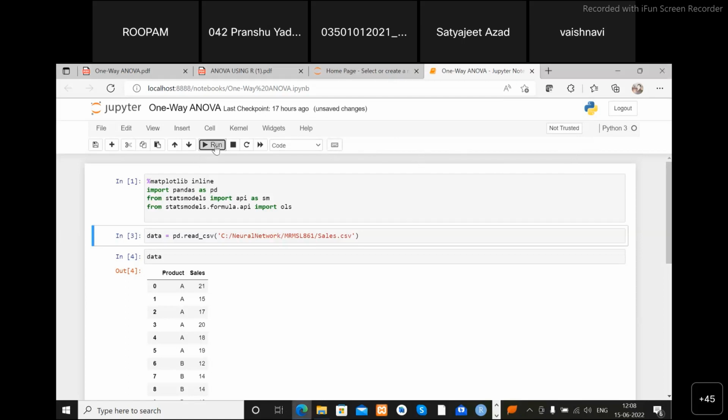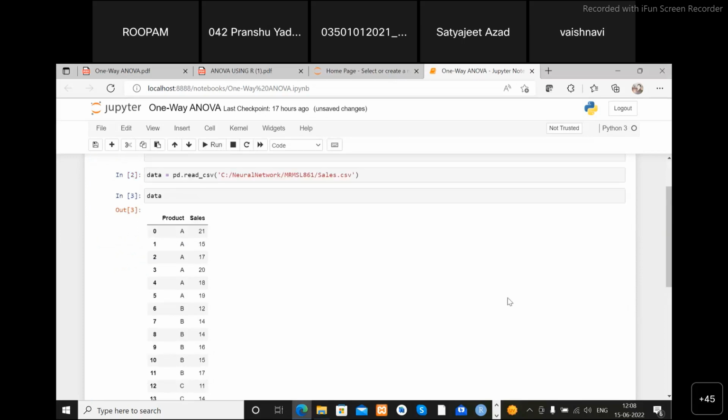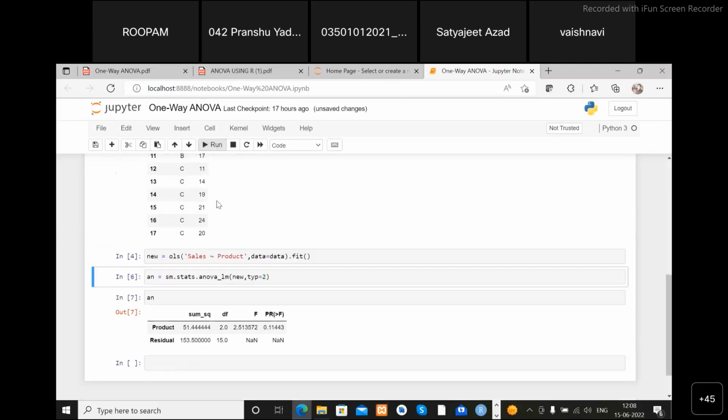Okay, so this is the data set. You will see the data I have already shown you, the product and sales. Then you run this command, new OLS. This is one-way ANOVA. OLS is ordinary least squares. Sales is your response variable and product is your independent variable. We are fetching data from the data and fitting this model. That is why the fit function is there.